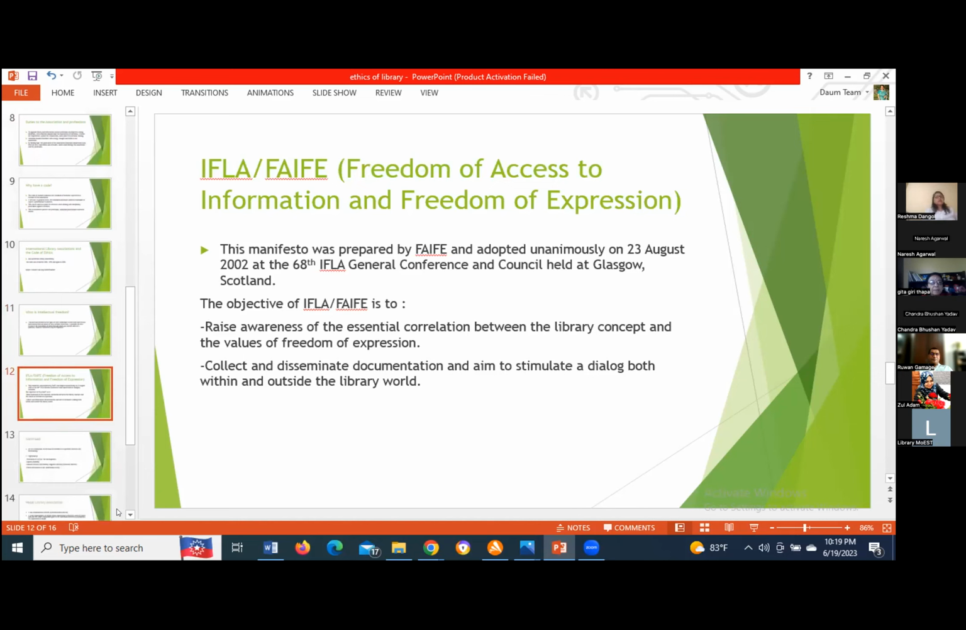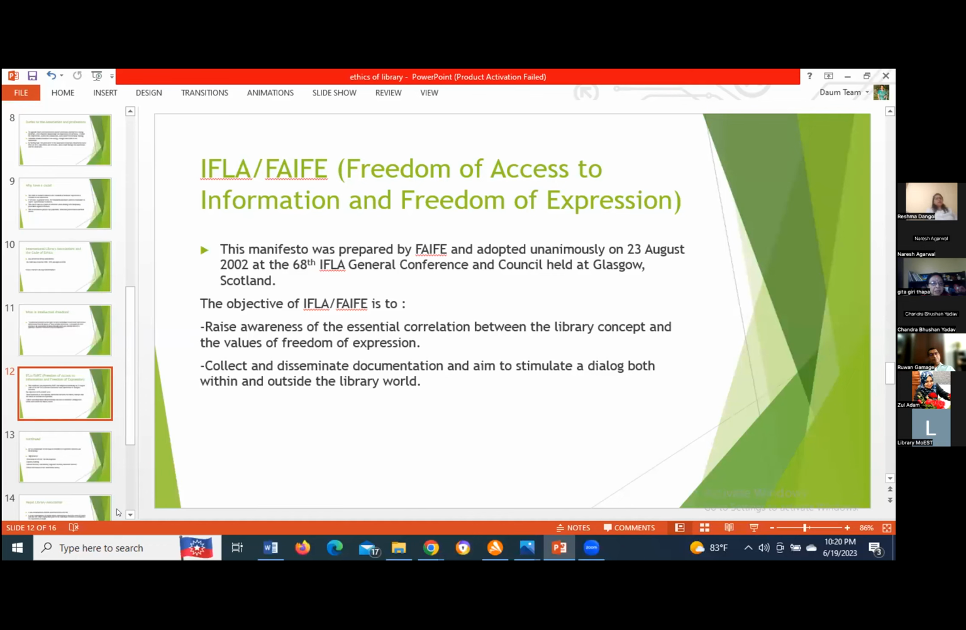IFLA has the statement on freedom of access to information and freedom of expression. This manifesto was prepared by IFLA and adopted unanimously on 23rd August 2002 at the 68th IFLA General Conference and Council held at Glasgow, Scotland.